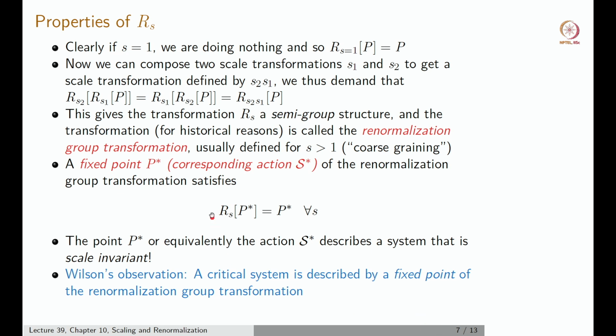And if you have a mathematical definition of R_S acting, giving you a new Hamiltonian, given an input Hamiltonian, and you are able to find a Hamiltonian which doesn't change under R_S for any S, then that point in the space of theories is a critical point. That is one way of characterizing Wilson's statement within the language that we have introduced.